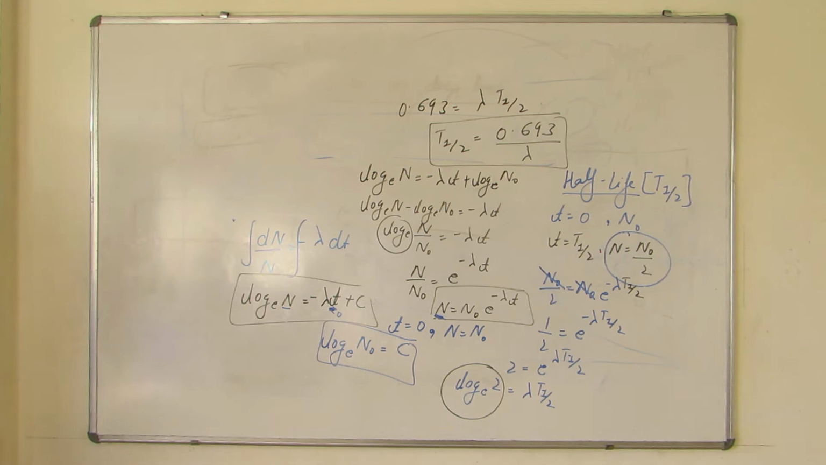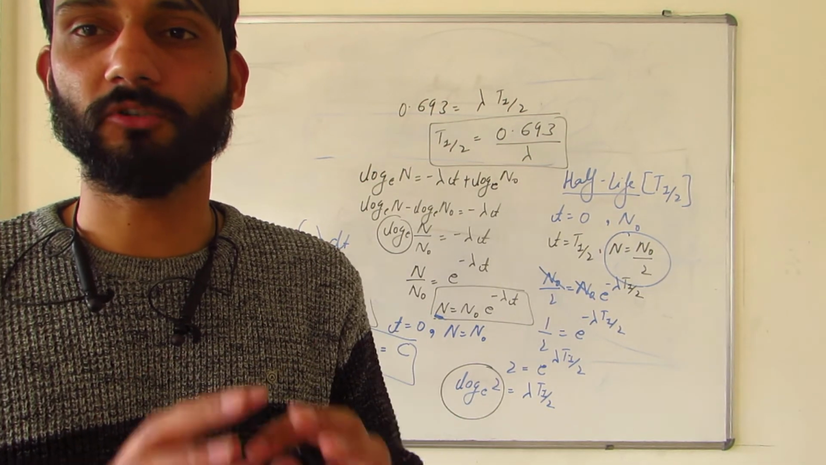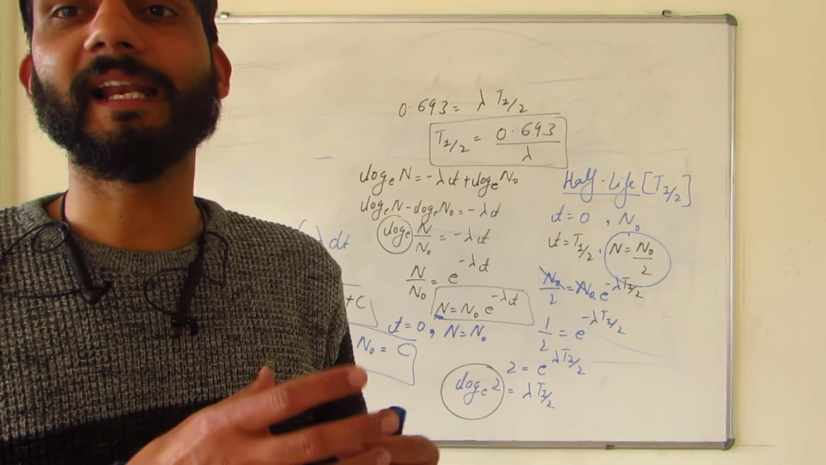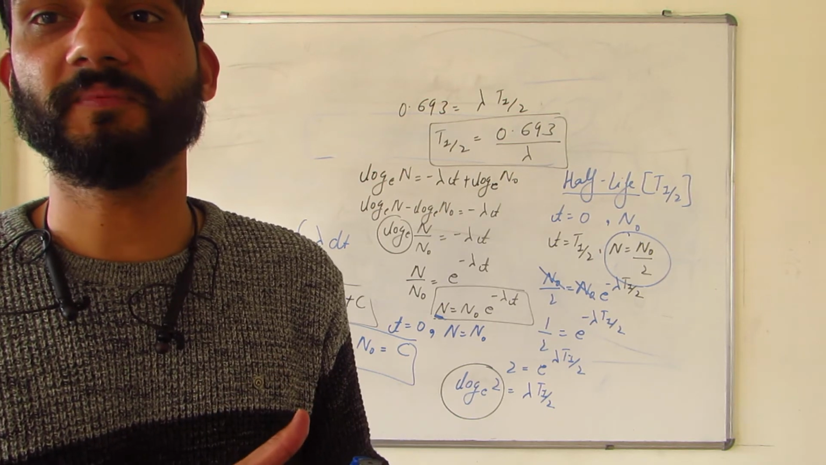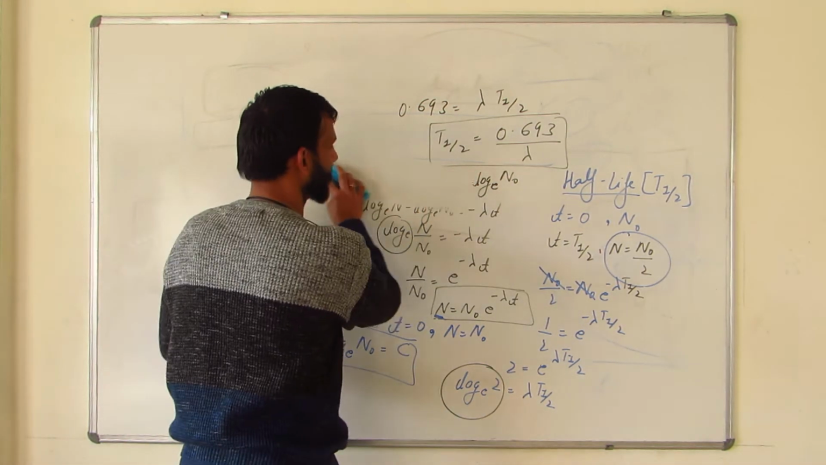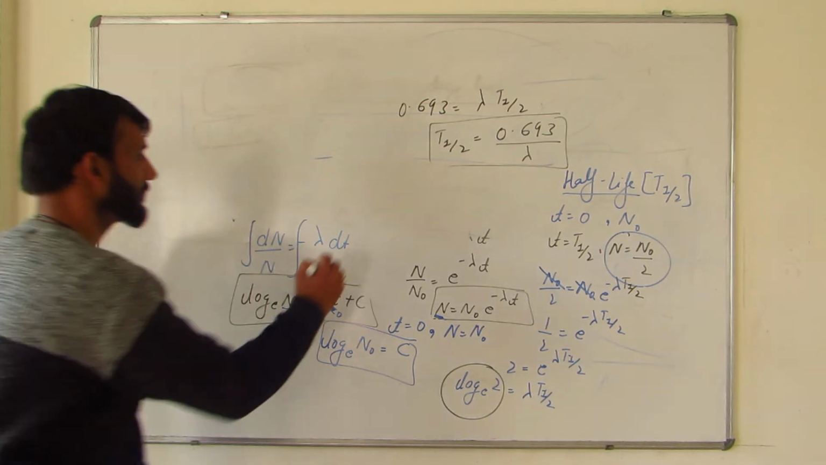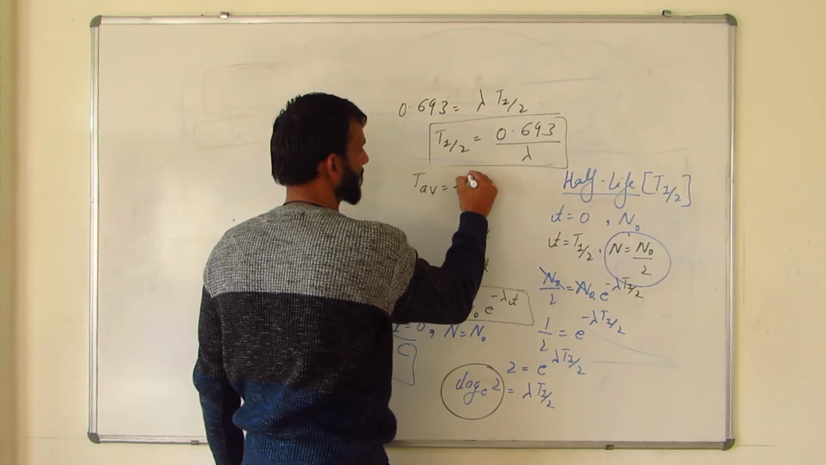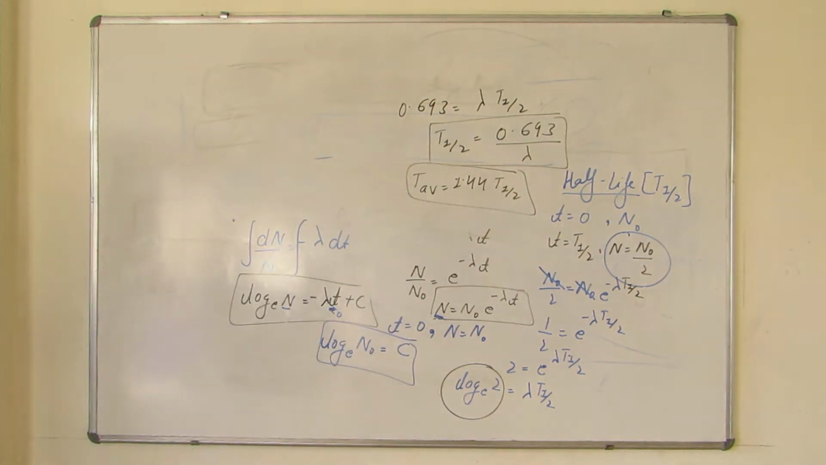Another thing we have to understand is the average life. Average life is the average of all the time periods, the average time taken by this radioactive substance to disintegrate fully. I will just write the direct relation: T average is equal to 1.44 T half. This is the relation you all have to understand.